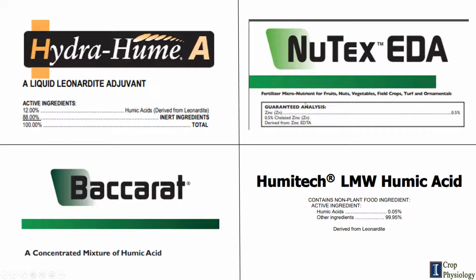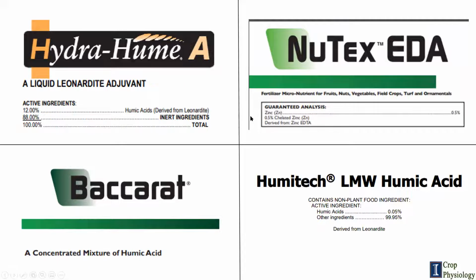So here you can see it. This is also where biologicals get tricky. We won't go into it today, right? The label says it's chelated zinc. It's chelated with fulvic acid. So this is actually a fulvic acid with some zinc. But you notice that didn't make it to the label, and they can call it a fertilizer. But this is in fact a biological as a fulvic acid. Baccarat here is a concentrated mixture of humic acid and then Humatex. So these are just some examples.